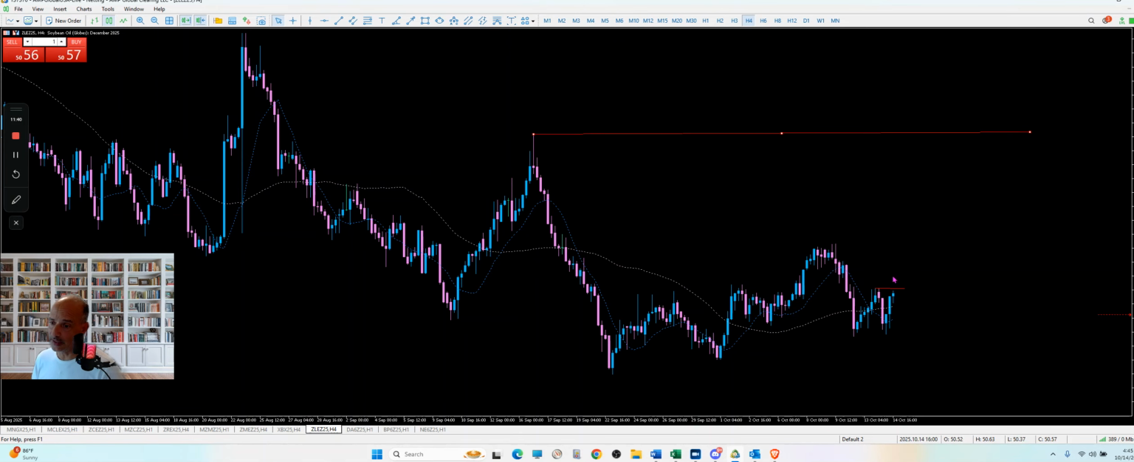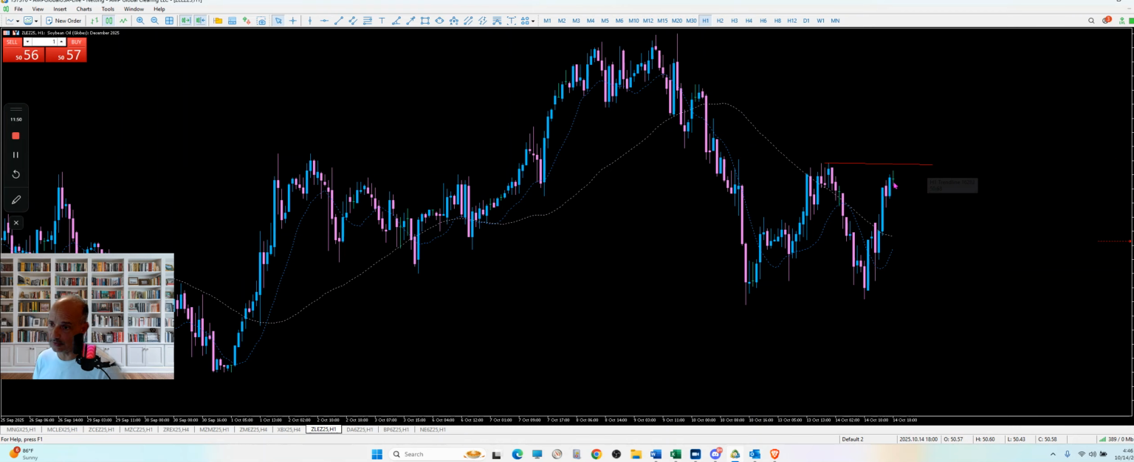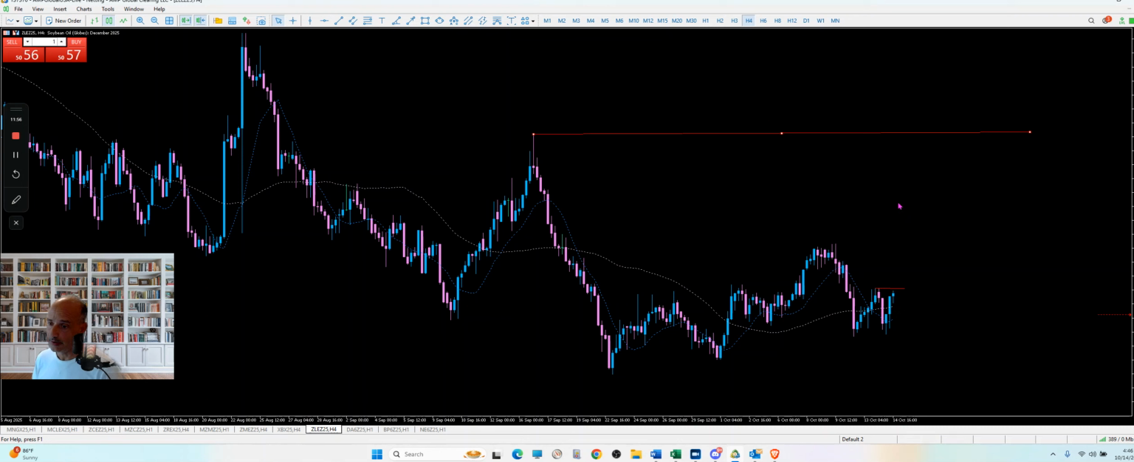But if we can get a move higher beyond this level and start to push above these little minor swing areas like right here, that's why I have this one marked off. This is kind of like a 1-hour level. If price can blast through here, then maybe we start making a run back towards this 4-hour high.